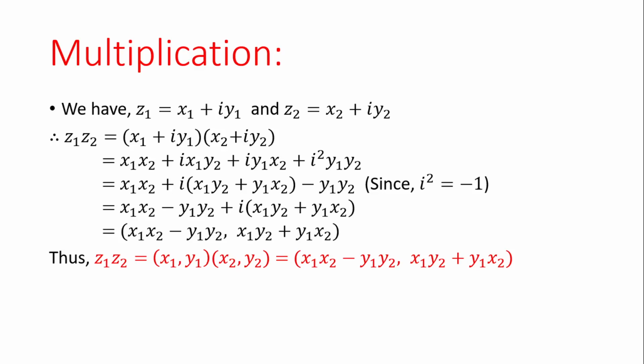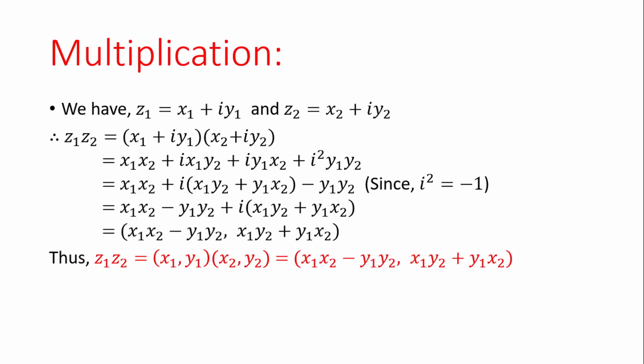As we have seen, we considered the complex numbers Z1 and Z2, and here also let us consider two complex numbers. First, Z1 equal to X1 plus iY1, and second, Z2 equal to X2 plus iY2. And what will be their product or multiplication? It is Z1 into Z2 equal to X1 plus iY1 in the first bracket multiplied by X2 plus iY2 in the second bracket.